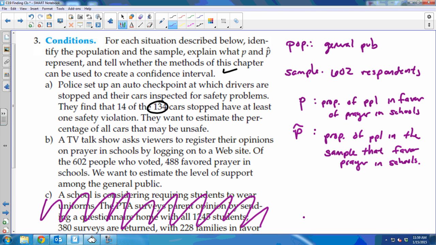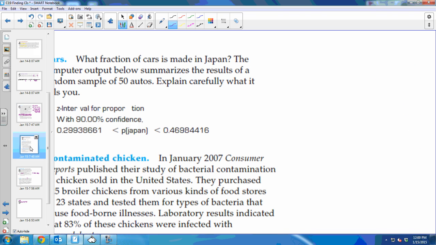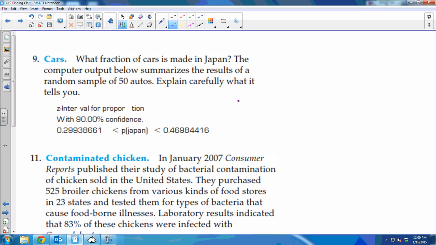All right, so this is pulling in stuff that we've learned all throughout the year. Questions on 3. I'm not doing the rest of it. Okay, making sure you understand the vocabulary, making sure you understand the conditions. All right. On number 9, still talking about cars. What fraction of cars is made in Japan? That's their question. The computer output below summarizes the results of a random sample of 50 autos. Explain carefully what it tells you. It wants you to interpret the interval.